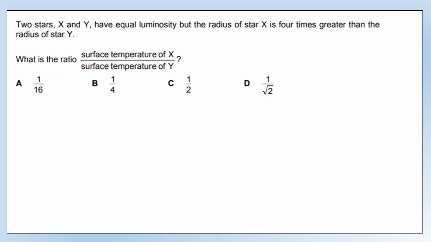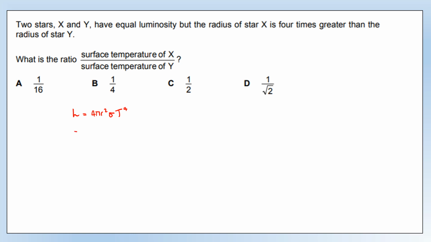So two stars, X and Y, have equal luminosity, but the radius of star X is 4 times greater than the radius of star Y. What is the ratio of temperature of X to temperature of Y? So the equation that we need here is that luminosity is 4 pi r squared times a constant times temperature to the power of 4. There is an emissivity in there sometimes, but let's forget about that.